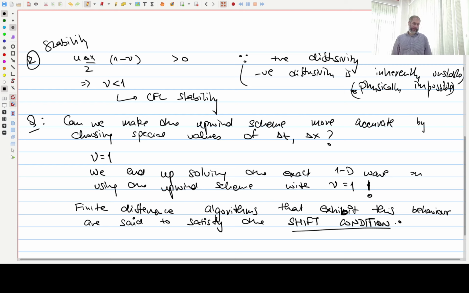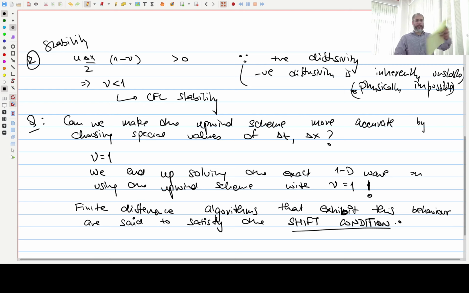These algorithms are said to satisfy the shift condition. Now, this is for a very special case. I would rarely want to use nu equal to 1, because for the stability, it's a neutral stability condition. It can or cannot work. And the other is that I might want to choose delta t and delta x values based on how much accuracy I want in space and time. Okay. But this is called the shift condition.